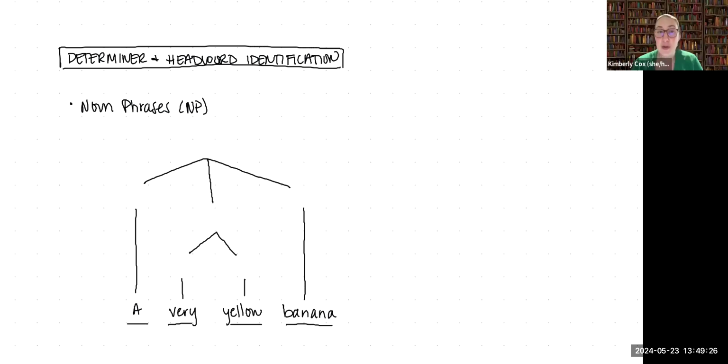Okay, so in this video, we are going to be talking about determiner and headword identification, specifically in noun phrases, which you will see below. I will be using NP to simplify when I write noun phrase. So noun phrases are pretty simple in that they require one thing. A noun phrase is a phrase that contains a noun, right? Fairly simple, much trickier when you're analyzing it.